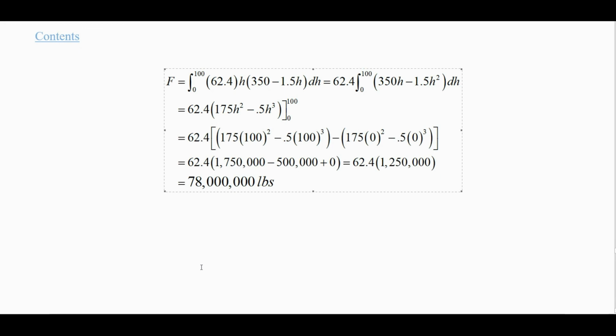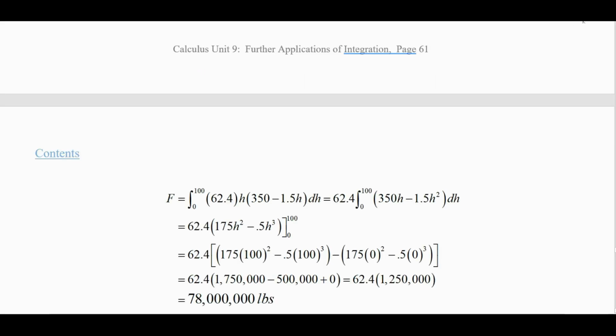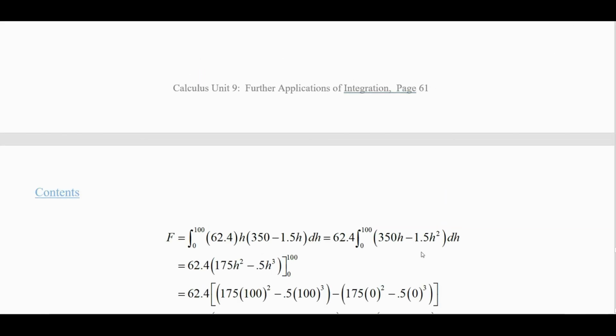It's the total force applied by the water on the entire dam. Okay, so hopefully that gives you a quick introduction of how to set up some calculating force on a surface that's submerged in some kind of a liquid.